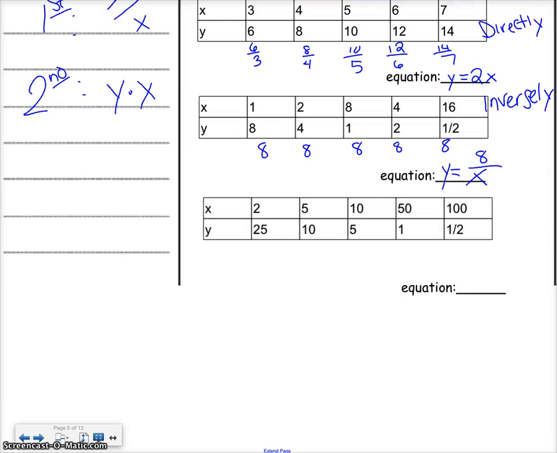Okay? So the next one, I start with my ratio y over x. 25 over 2 is definitely not 10 over 5, right? So I can tell right away that it's not directly, so let me check inversely. 25 times 2 is 50. 10 times 5, 50. 50, 50, 50. Hey, this is inversely proportional. And I know that inversely proportional is y equals whatever that common product was, 50, divided by the x.